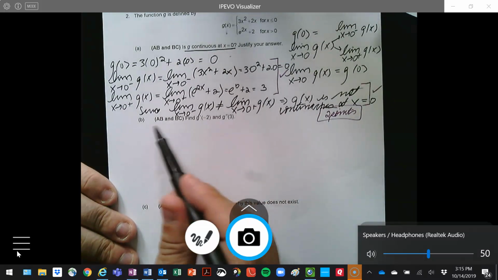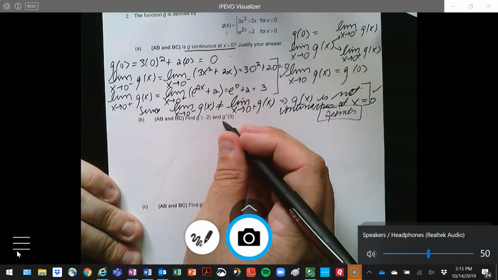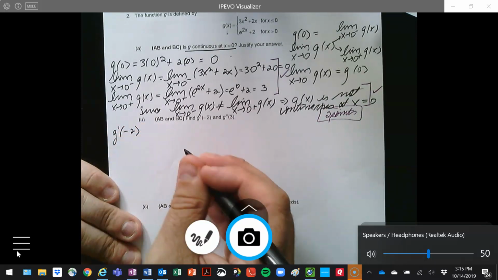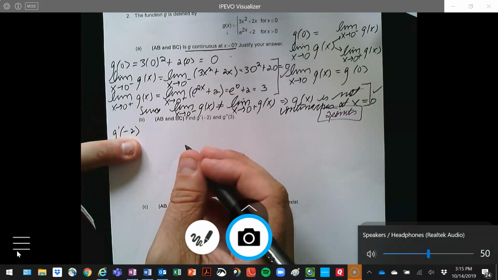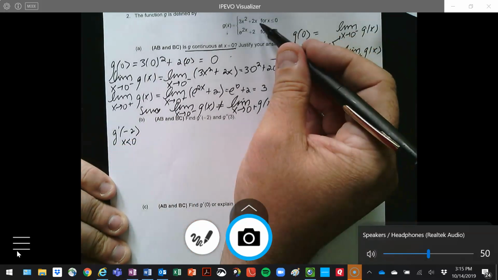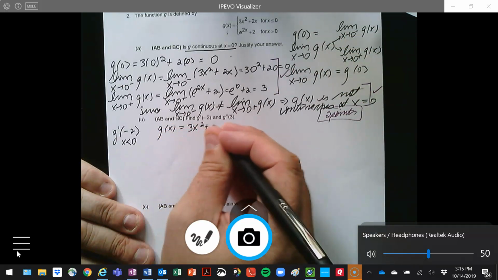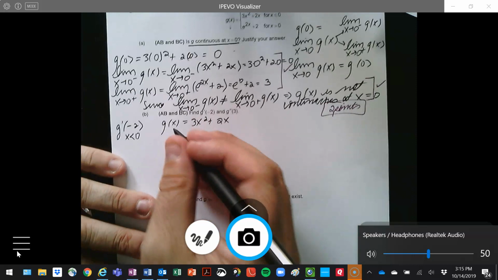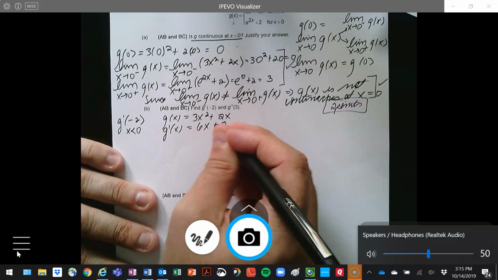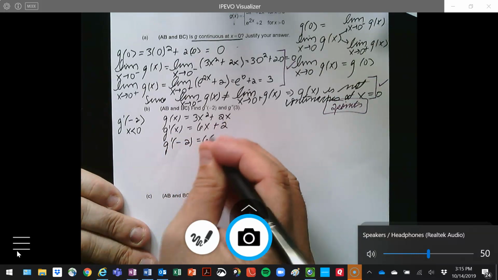Part B, again, A, B, and BC students here need to find g prime of -2 and g double prime of 3. To find g prime of -2, this is always going to be a two-step process. My value of x is less than 0, so I'm going to use the top function. I know that g of x is 3x squared plus 2x. I want to be careful with my notation here. G prime, take a derivative, is 6x plus 2. Nice and easy. Now evaluate g prime at -2.